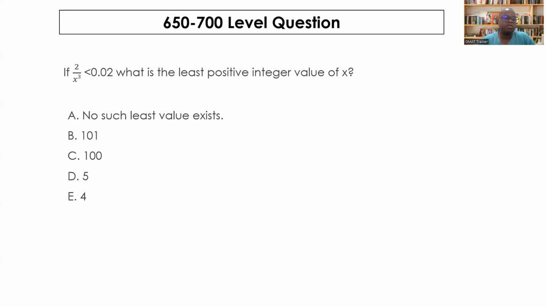We can't convert 2 over x cubed to a decimal simply because we don't know what x is. It's easier to convert 0.02 into a fraction because you know what that stands for. So we have 2 over x cubed is less than 2 over 100.